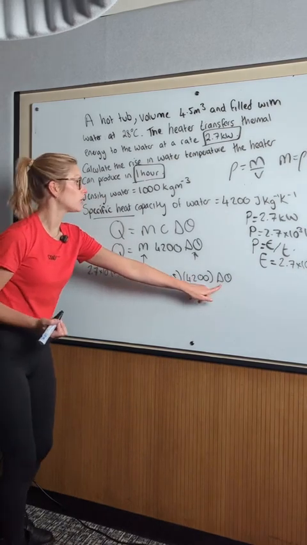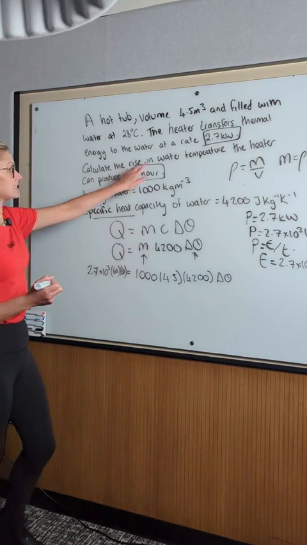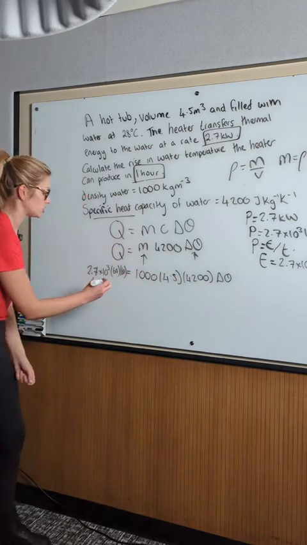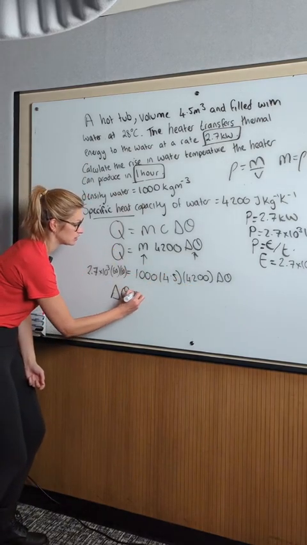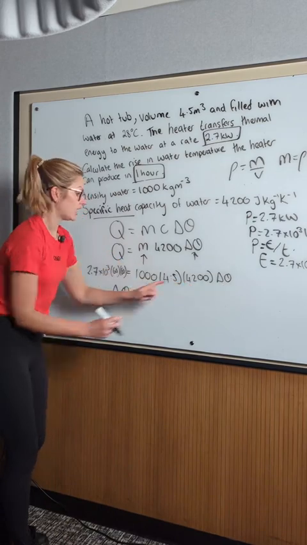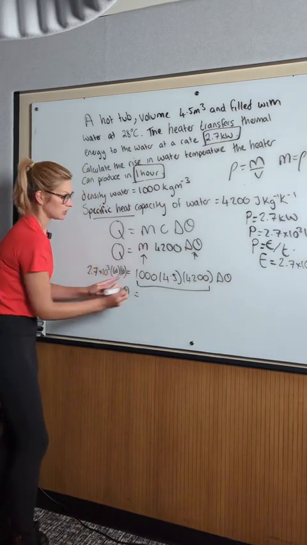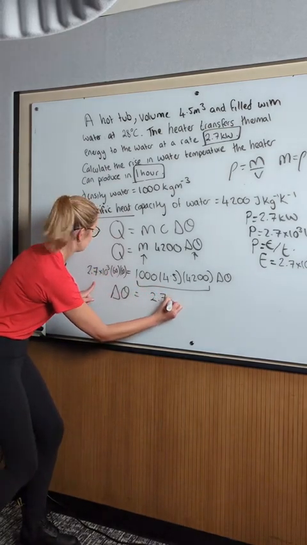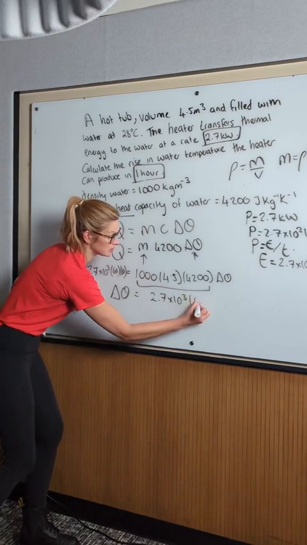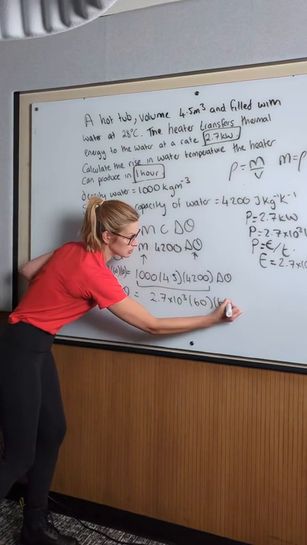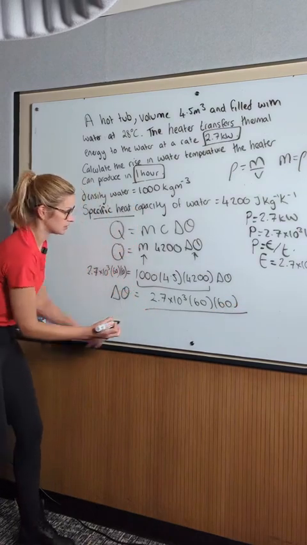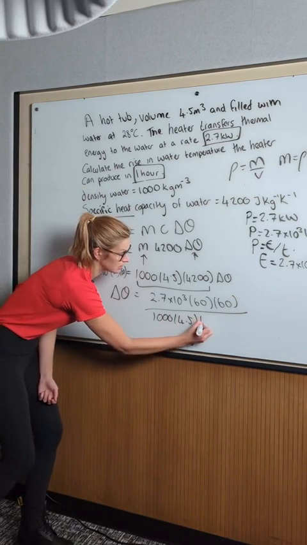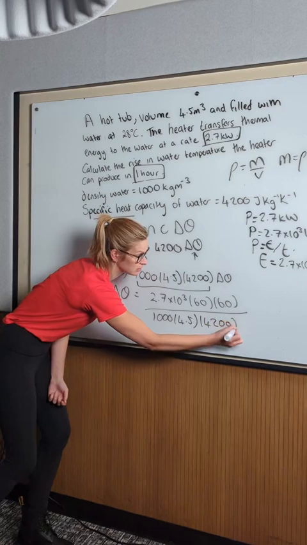Okay, so again, the whole point was to figure out what the rise in the water temperature was. So I'm trying to figure out this change in temperature. So all I need to do now is to rearrange that equation. So to find the change in temperature, I just divide both sides of the equation by this number. So what I have now is 2.7 times 10 to the power of 3 times by 60 times by 60 to make sure it's in seconds, divided by 1,000 times 4.5 times 4,200.